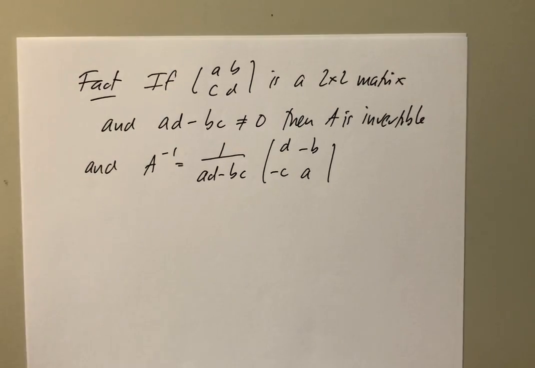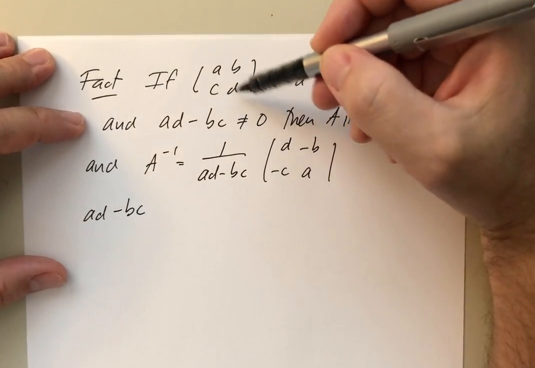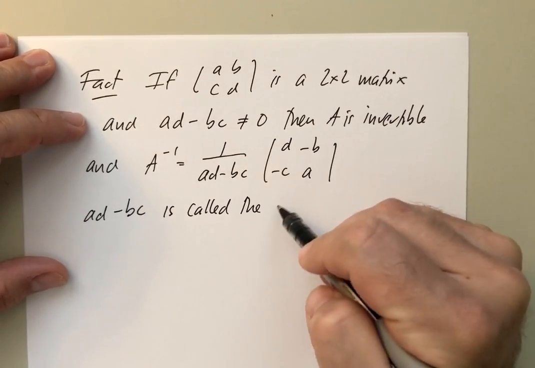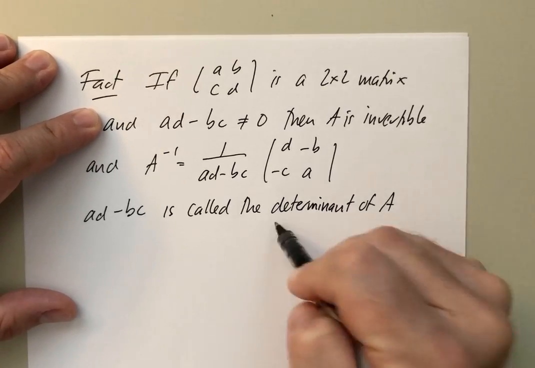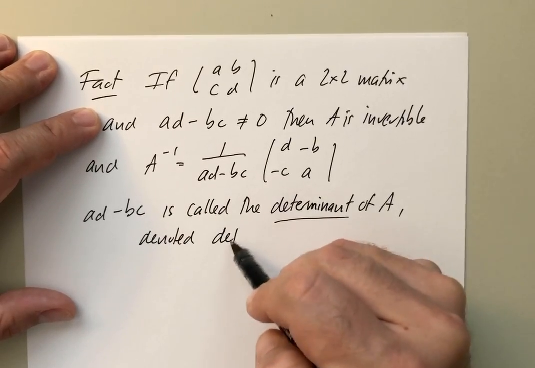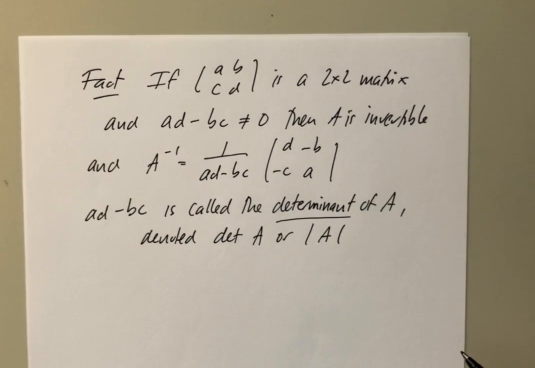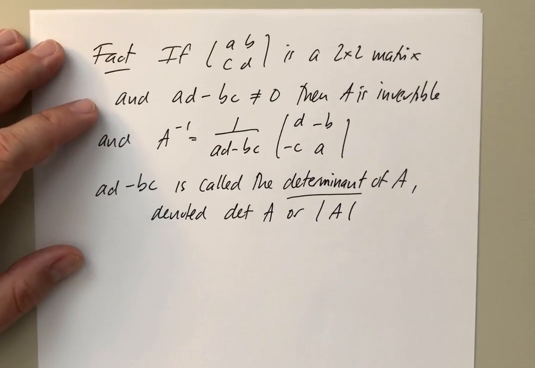This gives you a formula for the inverse of a 2 by 2 matrix. This number you might have seen before, AD minus BC, the product of the diagonals minus the product of the off diagonals. This has a name, it's called the determinant. Determinant of A, sometimes denoted det A, or sometimes you put absolute value bars around A. There are different ways people denote this thing. Like I said, that's a really nice formula for getting the determinant of a 2 by 2.